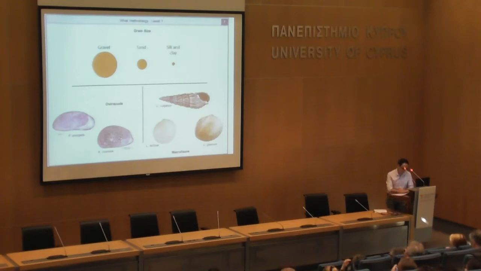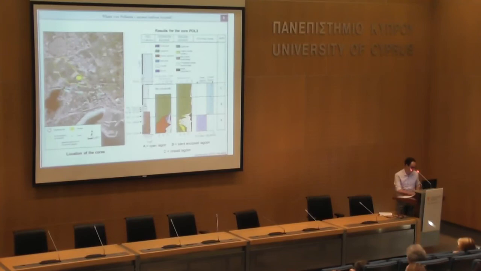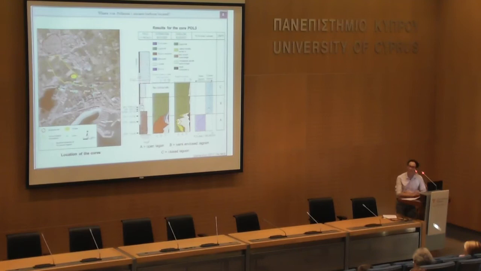So on this map, you can see the location of the cores we drilled in Pollentia. I will focus first on core Pol 3 here, because the core underscores the general evolution of the lagoon, and it is the core that shows possible human impacts. You can see the C14 date, the log, and the results of the fauna. I also did some statistics on the faunal data. Here you can see an axis of the PCA that shows the opening or the closure of the lagoon.